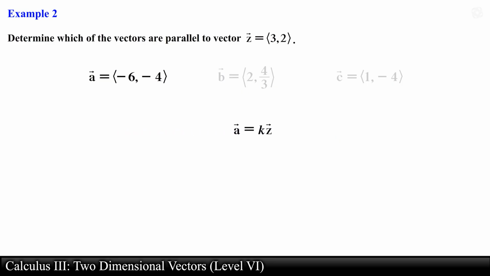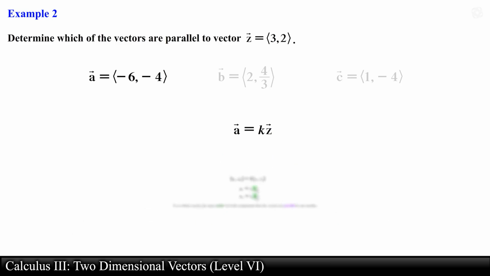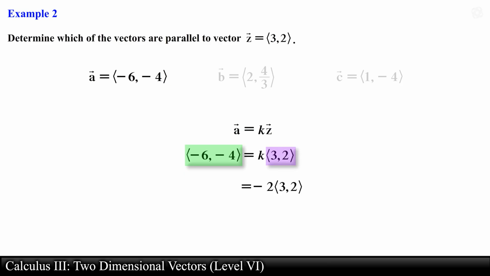Let's first check vector a. We can determine if there is a scalar k by inspection, or we can generate two equations by breaking the vectors into their components and solving for the scalar k. If we obtain exactly the same scalar for both components, then the vectors are parallel to one another. For the first vector, notice that we can actually obtain vector a by multiplying vector z by the scalar -2. Hence, vector a is parallel to vector z.